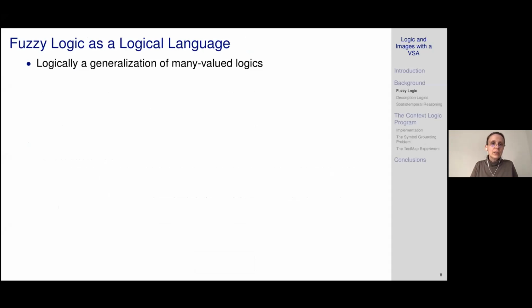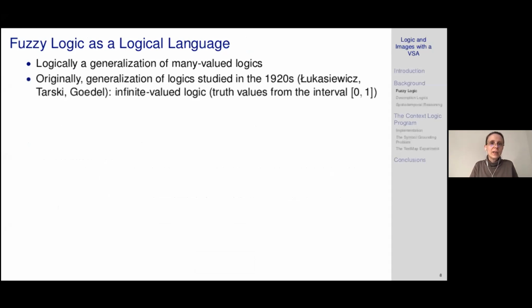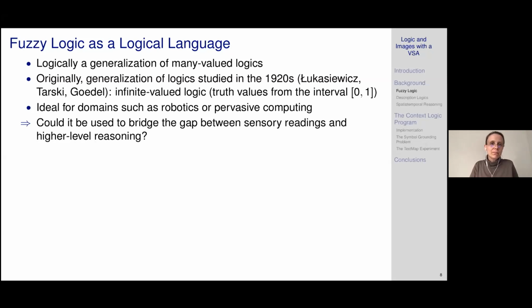As a logical language, it is a generalization of many-valued logics, the basic system is that of Lukasiewicz. Truth values come from the interval 0 to 1. This is good for some domains where we have control systems. And then a question one could ask is, could this be used to bridge the gap between sensory readings and higher level reasoning?